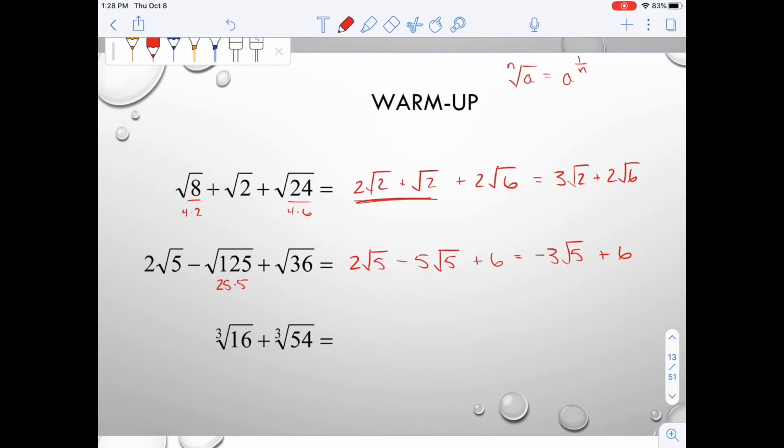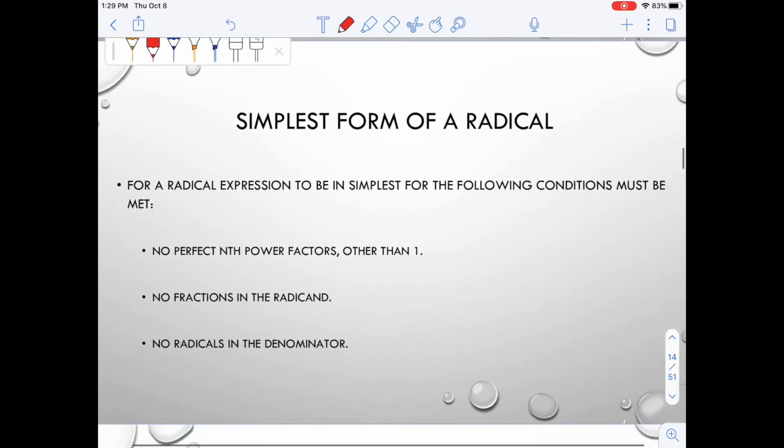And again, if I take a look here at the cube roots, 16 is not a perfect cube, but it has a perfect cube factor. It is 8. And 54 is not a perfect cube, but it has a perfect cube factor, which is 27. Cube root of 8 is going to be 2. So I have 2 cube roots of 2 plus cube root of 27 is 3. So I have 3 cube roots of 2. 2 cube roots of 2 plus 3 cube roots of 2 is 5 cube roots of 2. Okay, so you guys did some addition and subtraction of radicals in Alg 1 and also in geometry. Here now, the other thing that's going to be fair game is cube roots, and higher degrees.